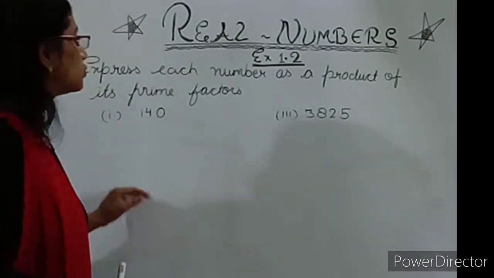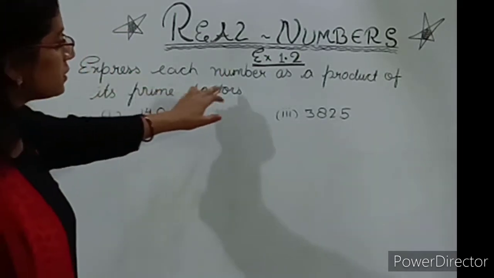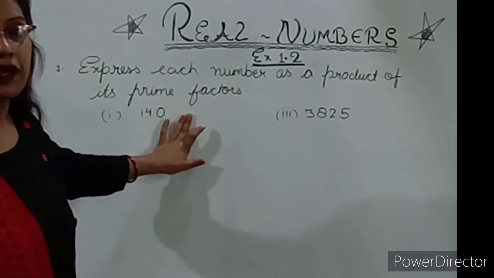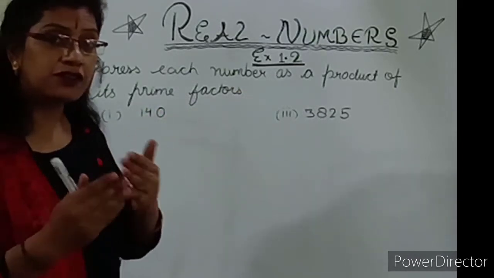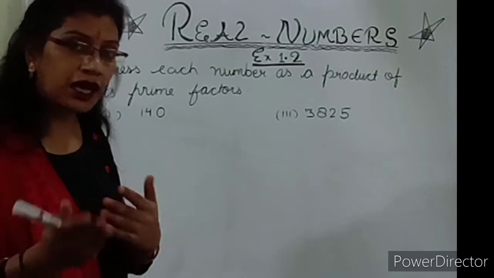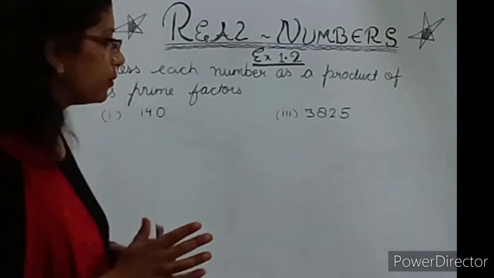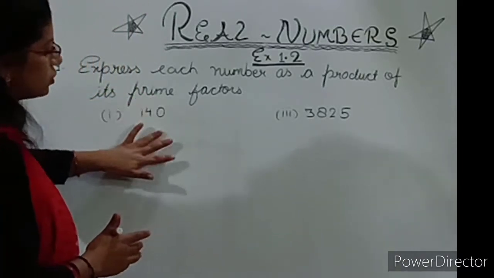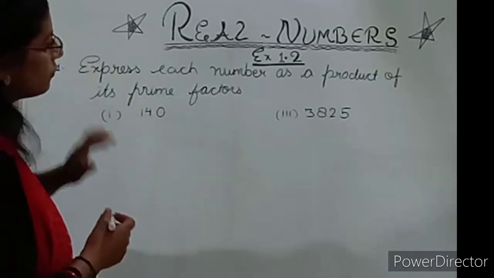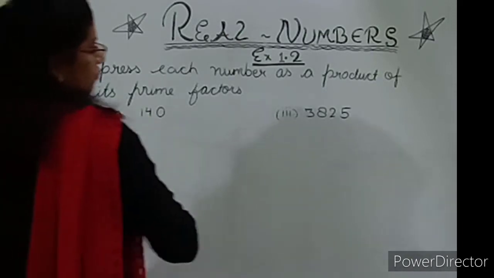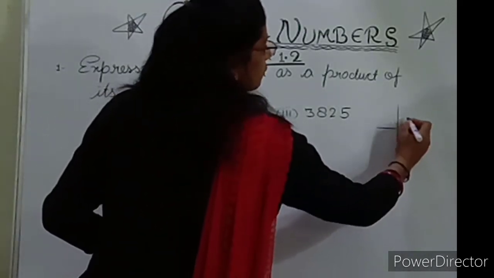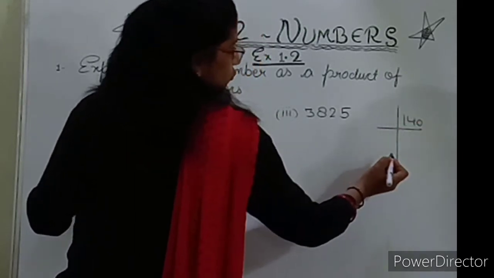So what is our first question? Express each number as a product of its prime factors. So we have to express it in the form of prime factors. As you know properly how to do prime factorization of these, in rough we will do prime factorization of 140. So here is rough, you don't have to be afraid.